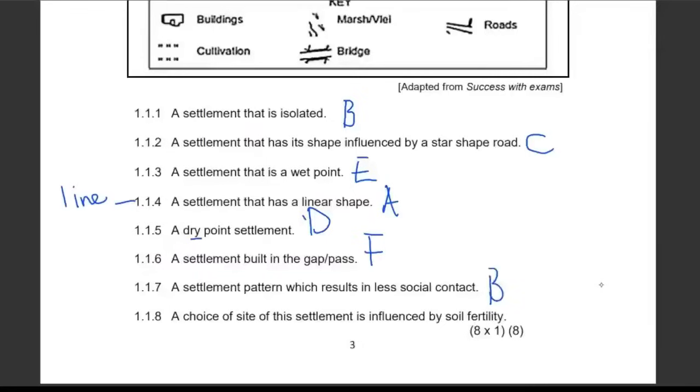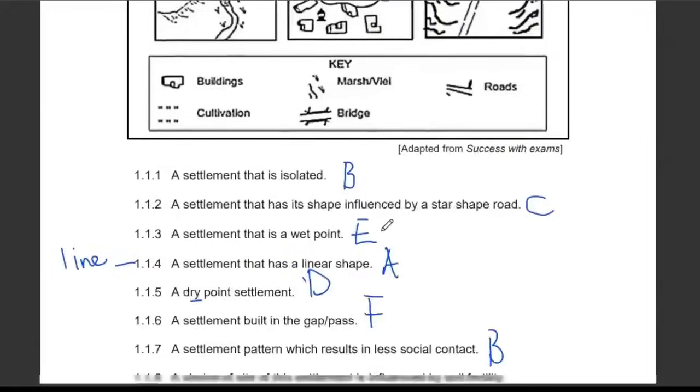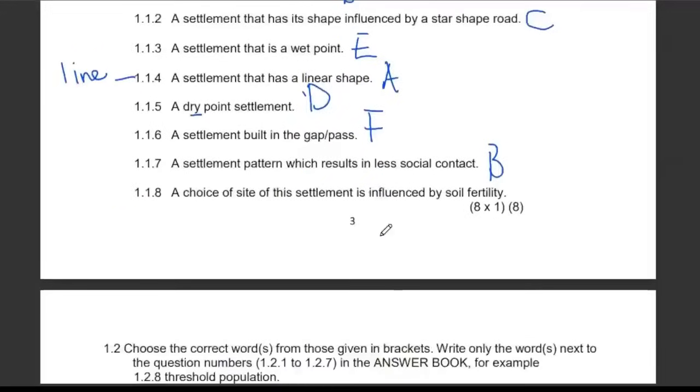People cannot socialize because of distance. Then a choice of site of this settlement is influenced by soil fertility. If we check, that settlement is established for the sake of accessing fertile soils. Automatically, B qualifies to be the correct response. Why are we saying so? This whole area is for cultivation. This whole area again is for cultivation, implying that the major activity that is happening in that settlement is farming, and we cannot farm where the soil is not fertile. So B qualifies again to be the correct response.